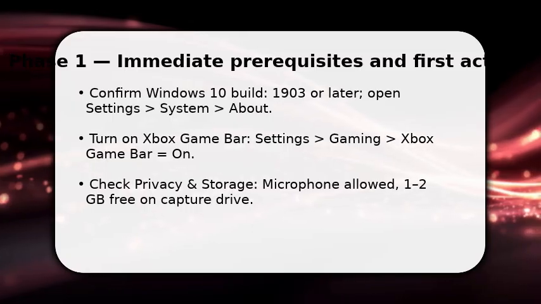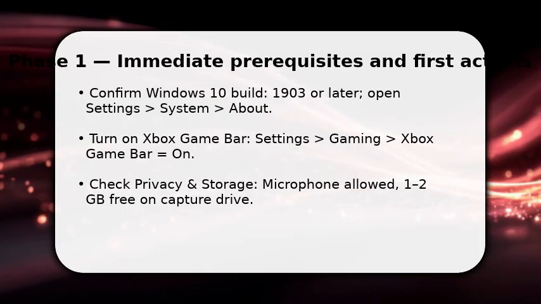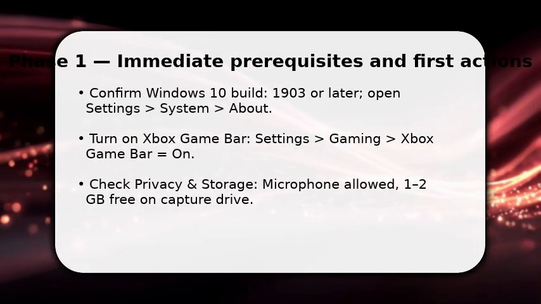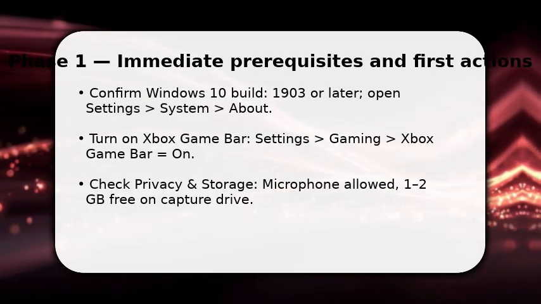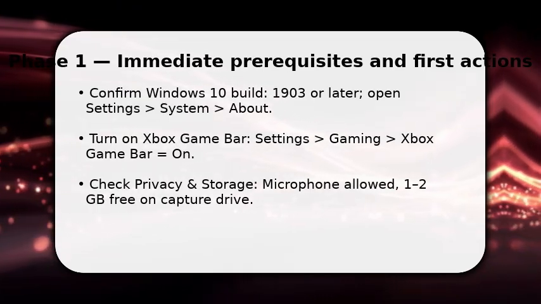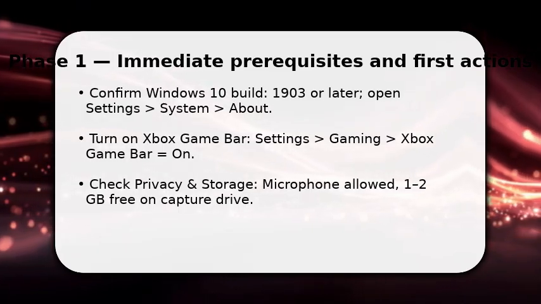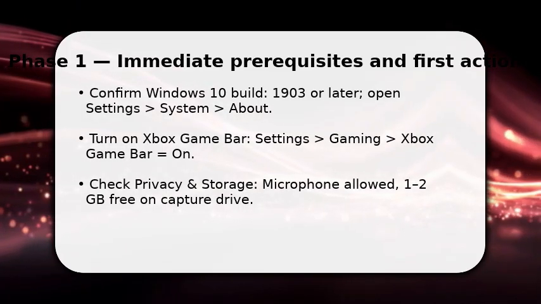You start by making sure the essentials are in place. Check that your PC runs Windows 10 build 1903 or later, then enable Xbox Game Bar in Settings. Once done, verify privacy and storage. Allow the microphone and free up at least 12 GB on the drive where captures save.